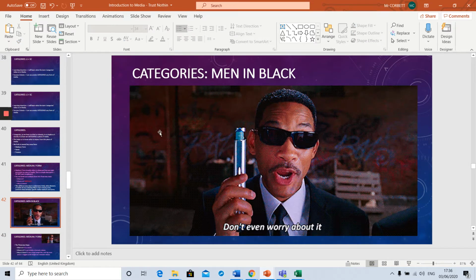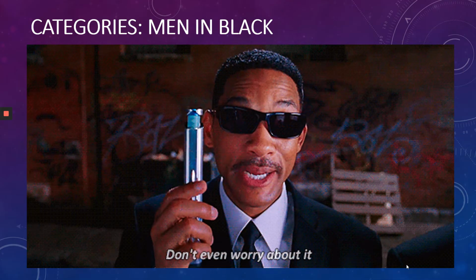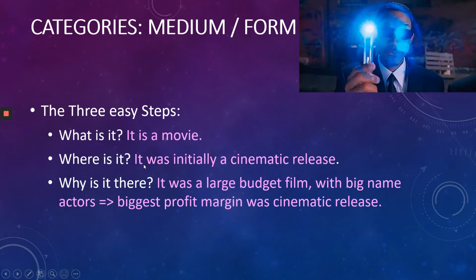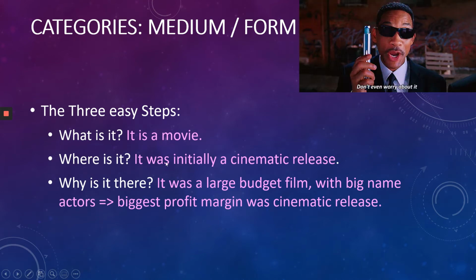So we're going to look at Men in Black. All right, so firstly, we have to think, what is it? Where is it? Why was it there? So if we have a wee look, it's a movie. Nice and simple. I don't need anything more complicated than that. It was initially released in the cinema. Obviously, now you can view it on streaming services, DVD, and things like that.